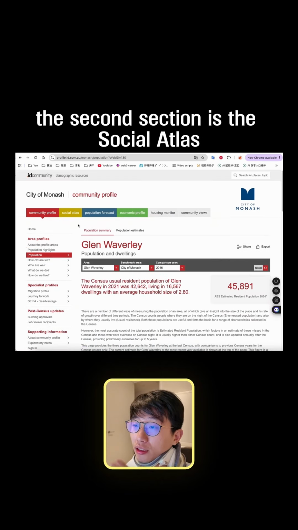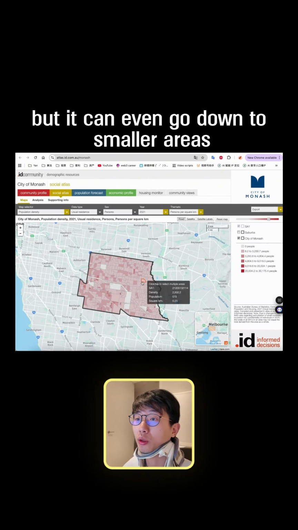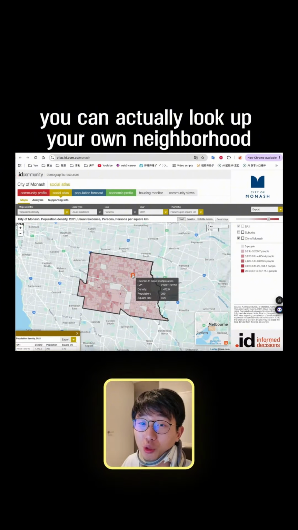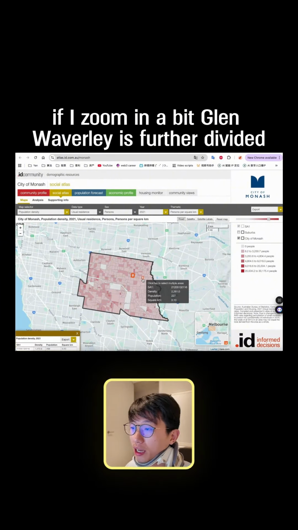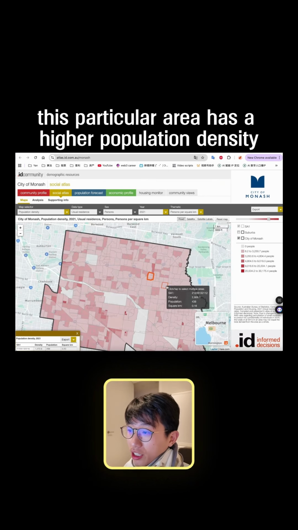The second section is the social atlas, which provides even more data, not only at the district level, but it can even go down to smaller areas. You can actually look up your own neighborhood. For example, if I zoom in a bit, Glen Waverley is further divided, and you can clearly see that this particular area has a higher population density than the one above.